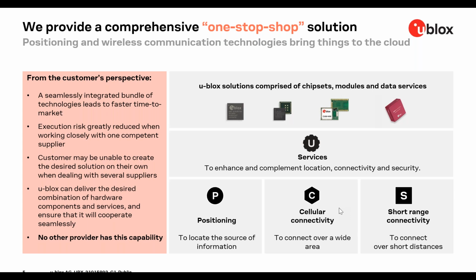So we at uBlocks provide a comprehensive one-stop shop solution. Just to give you an overview of our company and our organization, we are offering the solutions that are essential for applications in the Internet of Things, that being wireless communication via cellular networks, via Bluetooth and Wi-Fi, offering satellite-based positioning and the data services to establish the communication, and to add additional functionality or services for location and security. We are a true one-stop shop for such solutions, and we're unique in our capability to provide these solutions from silicon to cloud.